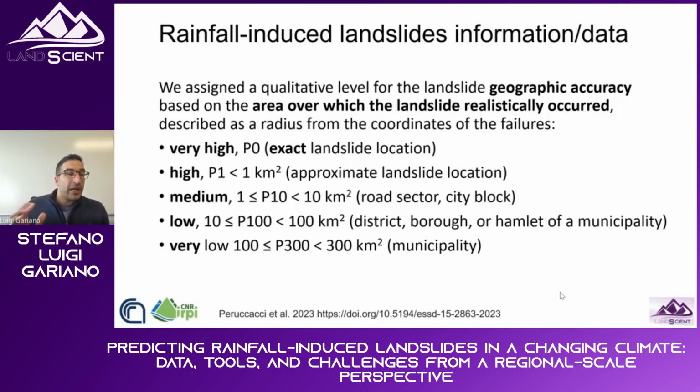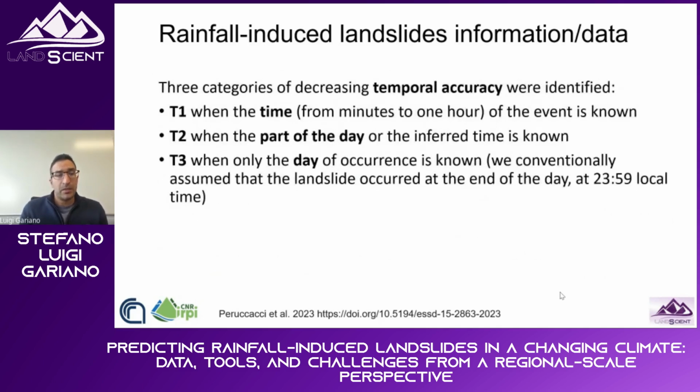So we passed from a very high accuracy, when we know exactly the landslide location, to a high accuracy when we know the location with an approximation lower than 1 square kilometer, and then medium, low, and very low. But the lower cases are represented in very few points. Also, we consider the temporal accuracy. We have so many landslides for which we know the time of occurrence, hour and minutes. Then for some landslides, we know just the part of the day, and for some landslides, we know just the day of occurrence.